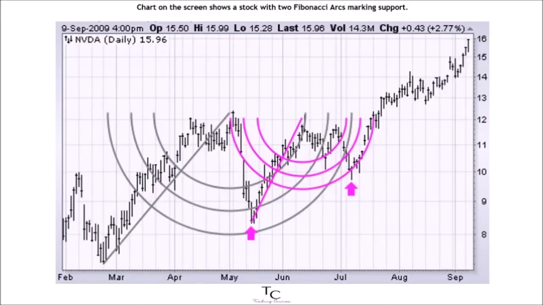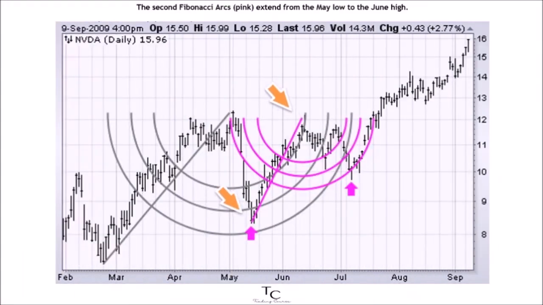The chart on the screen shows a stock with two Fibonacci arcs marking support. The first Fibonacci arcs extend from the February low to the May high. The stock declined rather sharply from the early May high, but reversed course in between the 50% and 62% arcs.